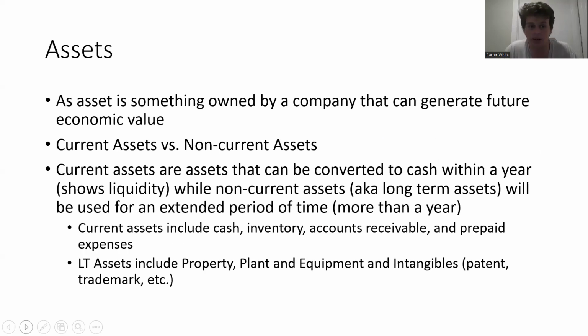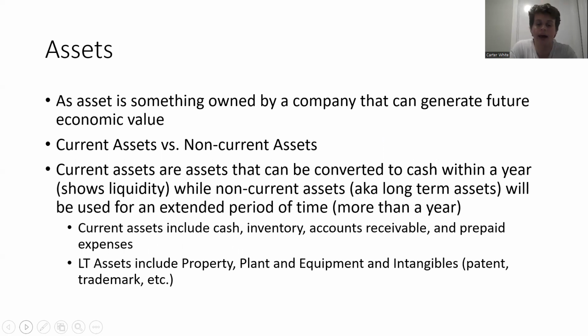So your assets, right? An asset is something owned by a company that can generate future economic value. So you have current assets and non-current assets. Current assets are assets that can be converted to cash within a year. So your current assets are kind of showing your liquidity. Your liquidity is basically how quickly your assets can be converted into cash, while non-current assets, aka long-term assets, will be used for an extended period of time, so typically more than a year.